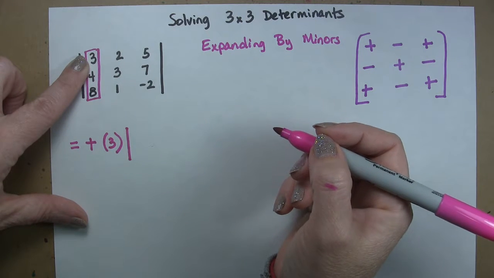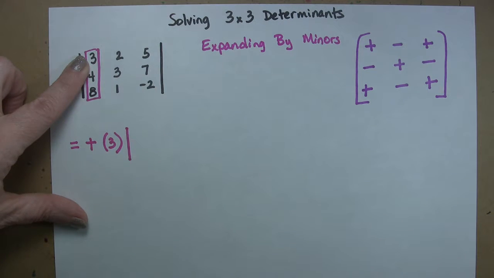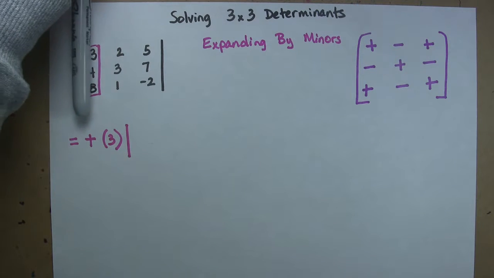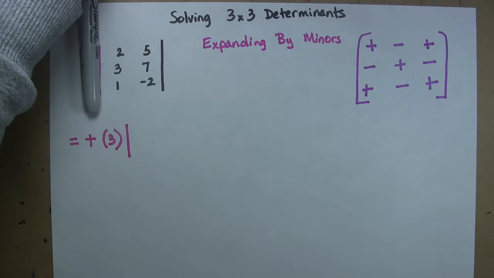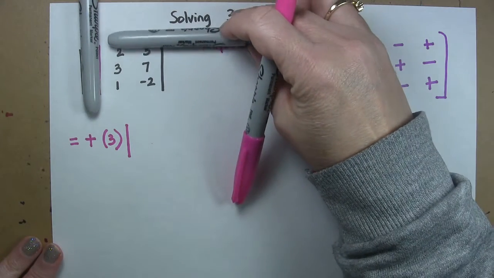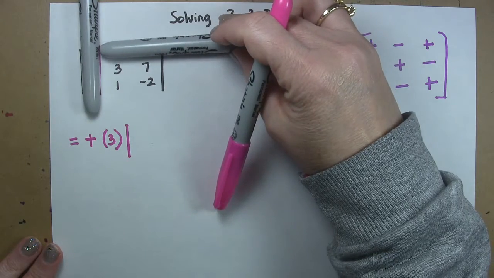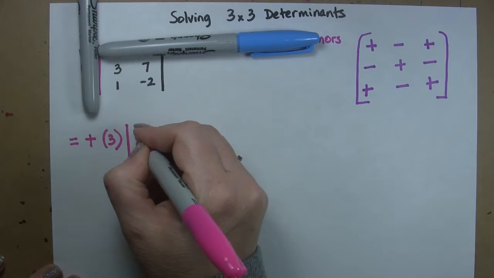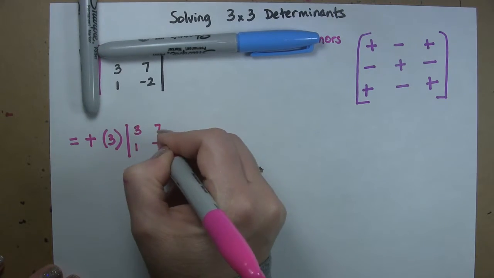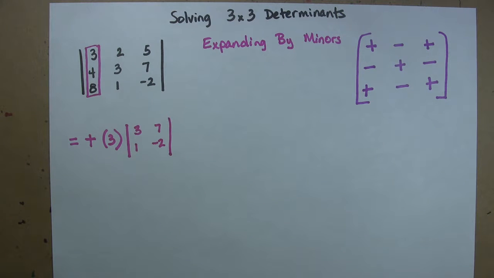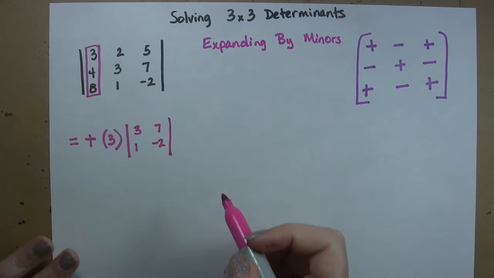Now you're saying, what? We multiplied the 3 by the what? This is what I want you to imagine. I want you to imagine that someone comes and blocks out everything that goes down from the 3 and blocks out everything that goes across from the 3. See that little tiny 2x2 determinant you have left? That's what we write here. 3, 7, 1, negative 2, in a determinant. Okay, now, just stick with me.